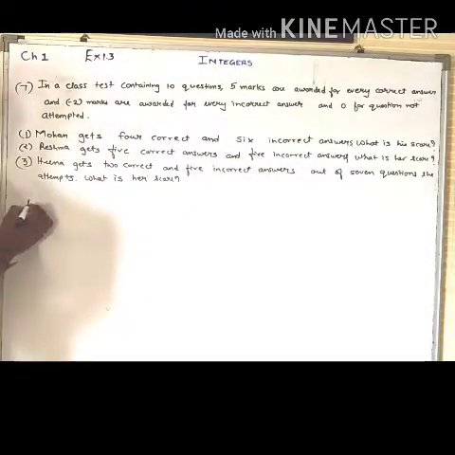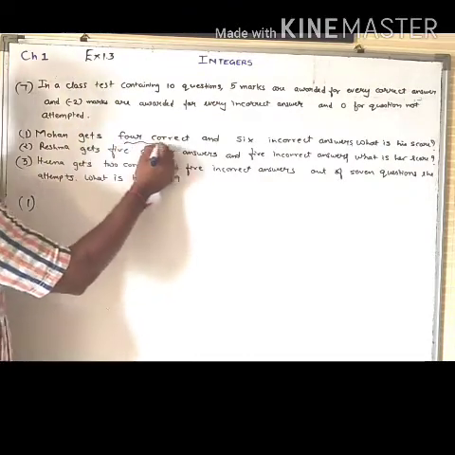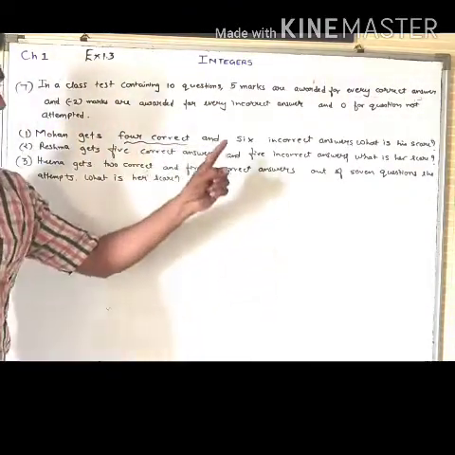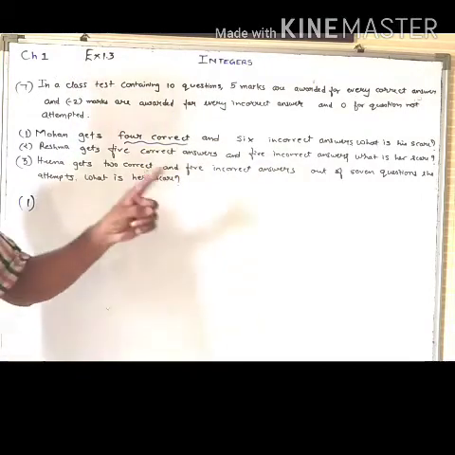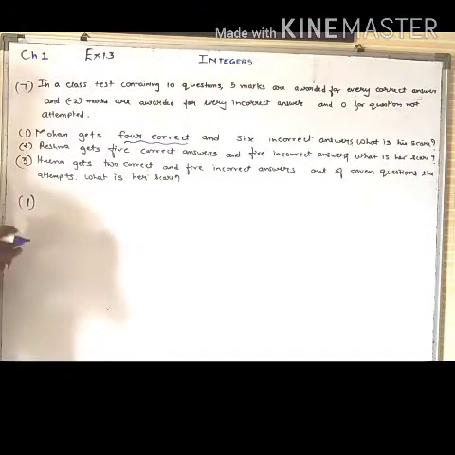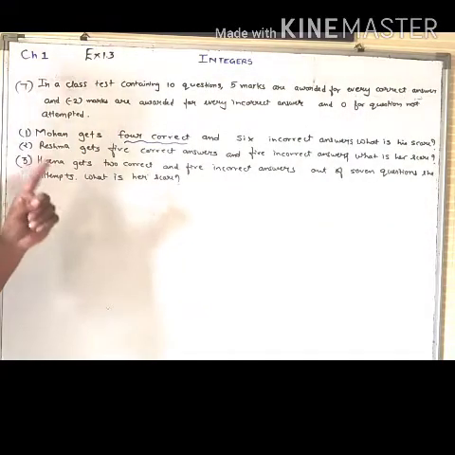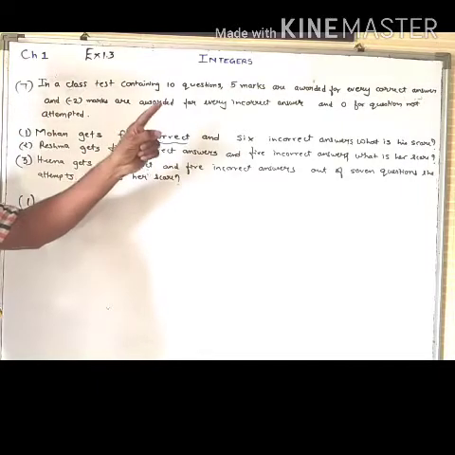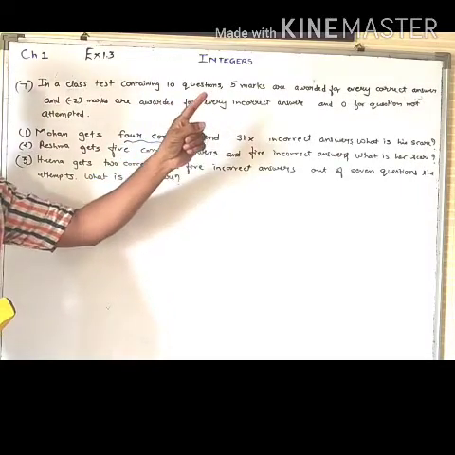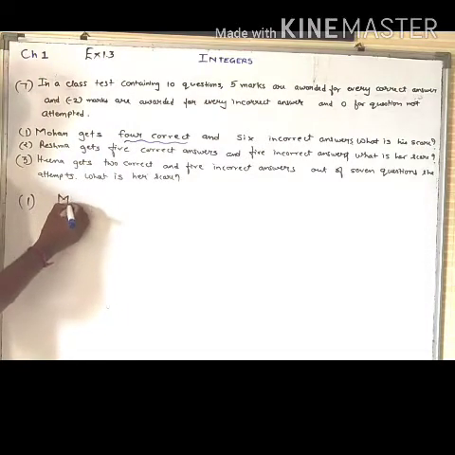The first one is, it is given that Mohan gets 4 correct answers and 6 incorrect answers, what is his score? Now Mohan gets 4 correct answers. So 4 correct answers, and what is the main question given? 5 marks awarded for every correct answer. So let us write the statement.